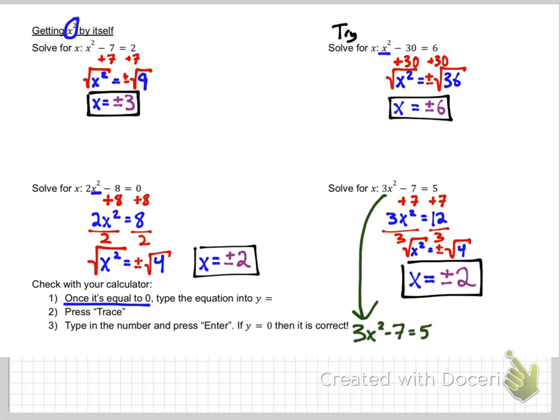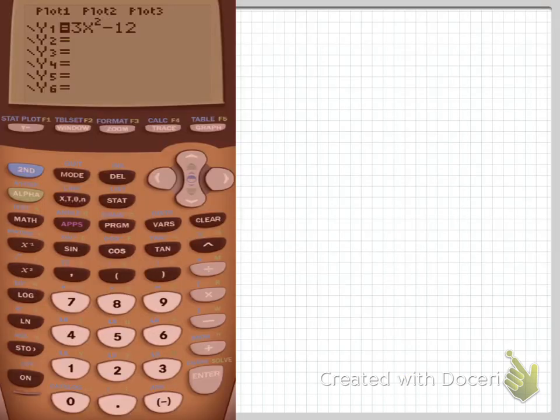So first let's get this equal to 0 on one side. This is different than how we just solved it. We're actually going to subtract 5 from both sides. And we have 3x squared minus 12 is now equal to 0. Great, now that it's equal to 0, let's graph that into y equals, the 3x squared minus 12. So I type that into y equals, remember your y equals button is right there, 3x squared minus 12.